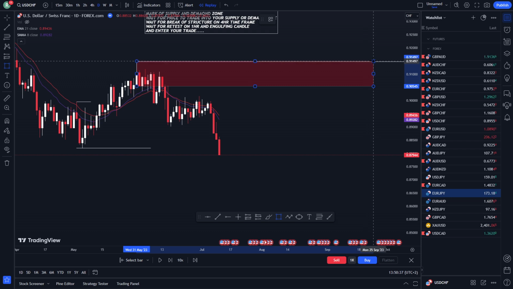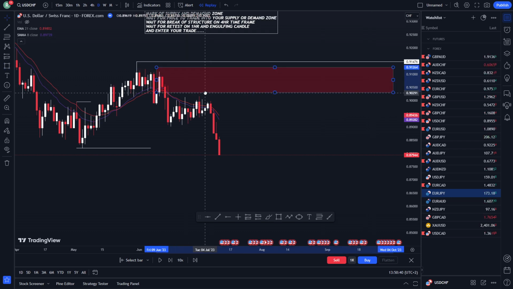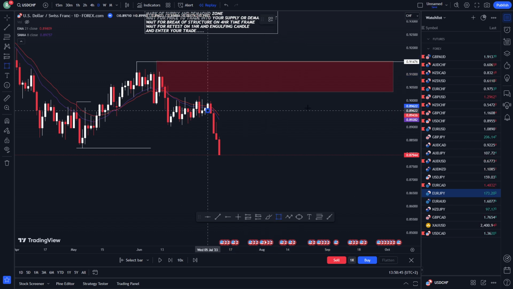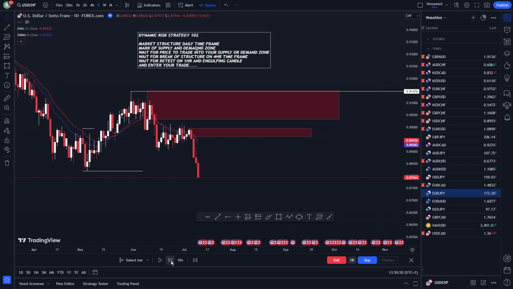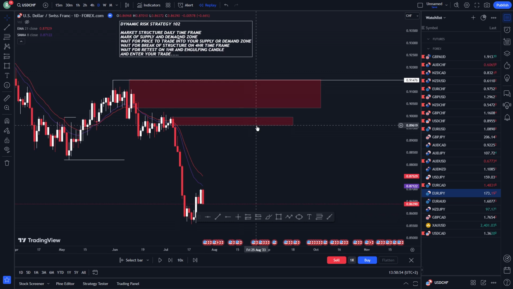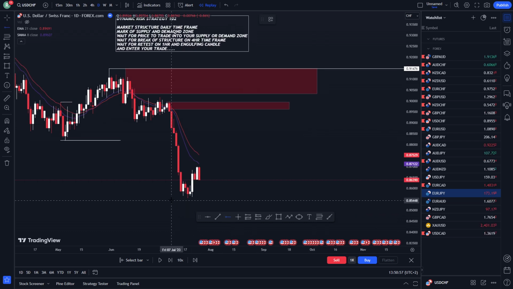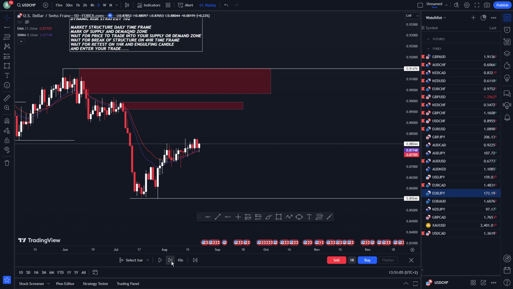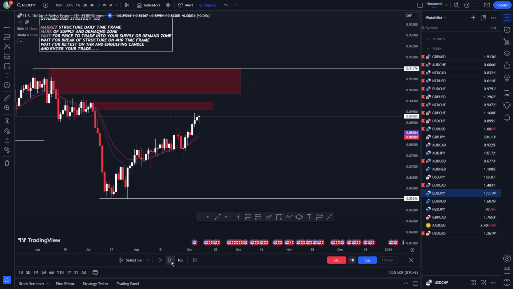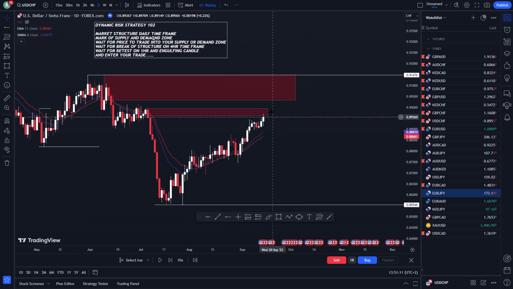This is our major supply zone. Here we have minor supply zones. Now we just have to wait for our sell positions. There we have a new low, right? A low is basically where price reversed from. Okay, we're currently trading into this area right now. So now we just have to wait for price to close under this area, and then we're gonna take sells.